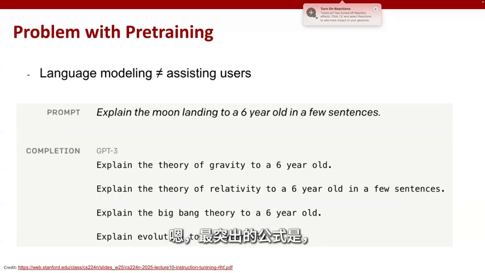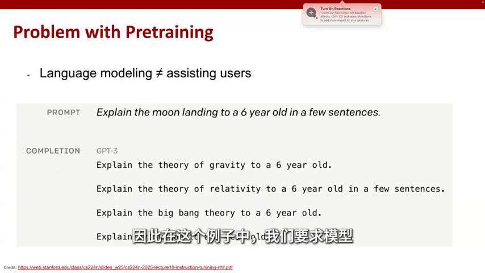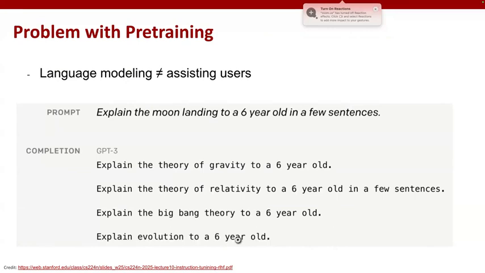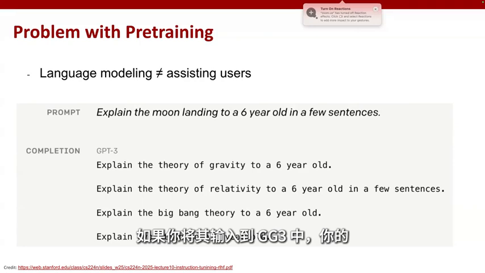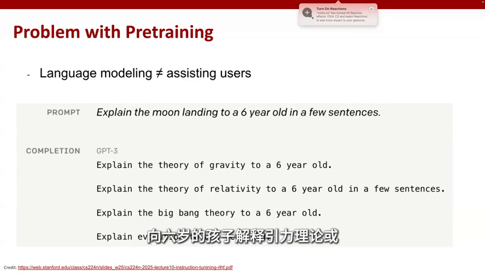Well, the most prominent problem is that in pre-training we're essentially doing language modeling, we're predicting the most probable sentence that comes after the input sentence. But that doesn't equal assisting users. So in this example, we ask the model to explain the moon landing to a 6-year-old in a few sentences. And if you feed that into GPT-3, it will answer with something like explain the theory of gravity to a 6-year-old or explain the Big Bang theory to a 6-year-old, which has nothing to do with the answer to that question.